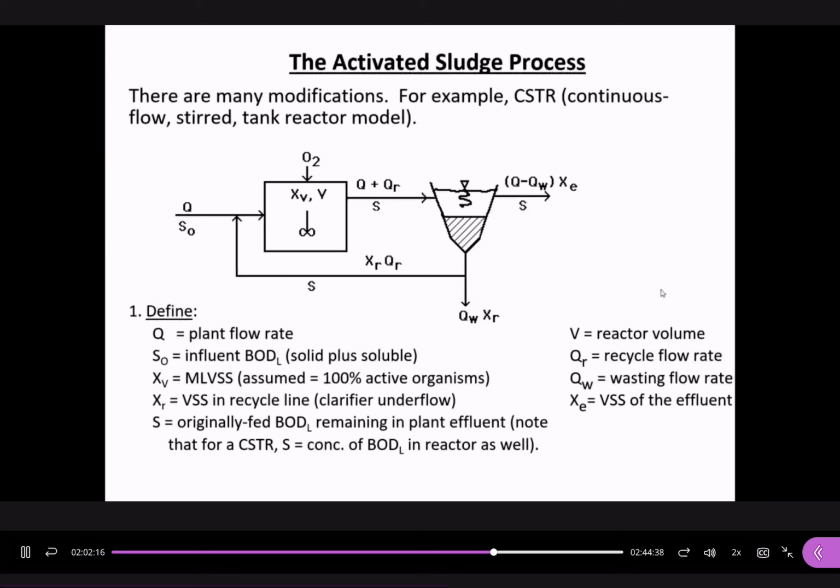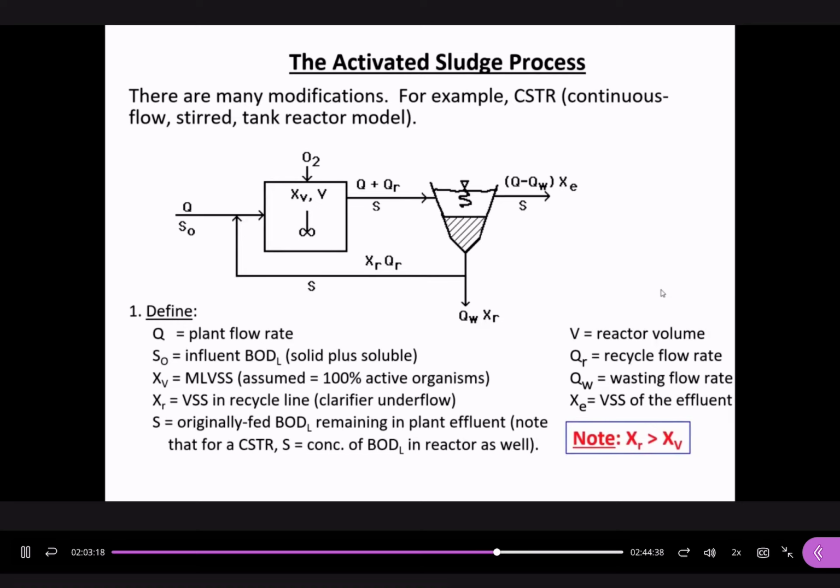We directly come here to discuss the modeling. Here we have the process train. This is the aeration tank. This is the secondary clarifier. We have Q, the flow rate into the aeration tank, and the substrate is S0, the initial S. The tank volume is V. Microorganism concentration is X, in volume V. We have oxygen in, and we have this recycle flow from the secondary clarifier.